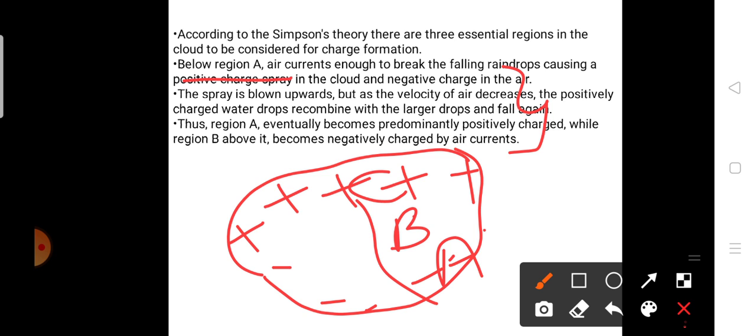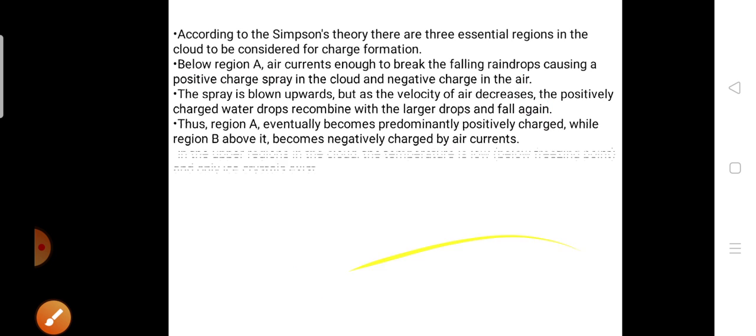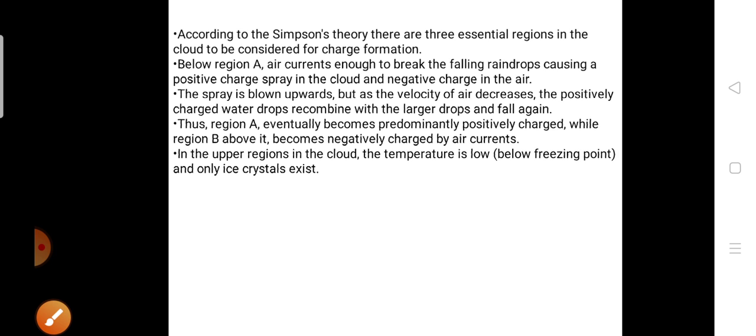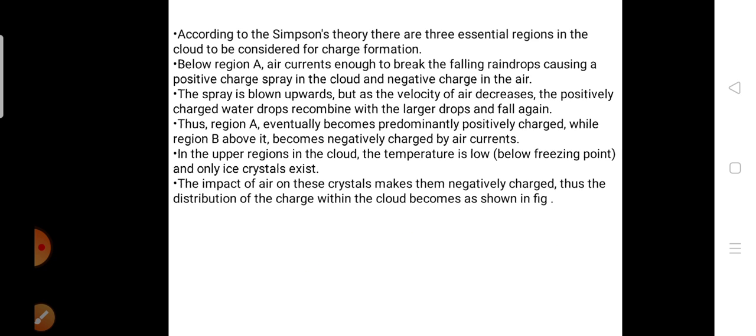Thus, as I said, in the upper regions in the cloud the temperature is low, almost below freezing point, and only ice crystals exist here. The impact of air on these crystals makes them negatively charged, thus the distribution of charge within the cloud becomes as shown in the figure.